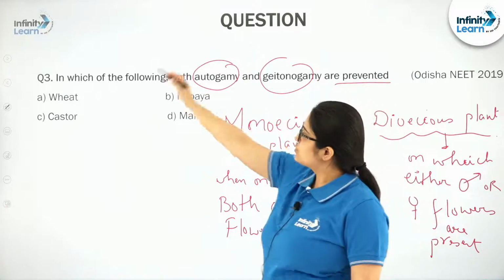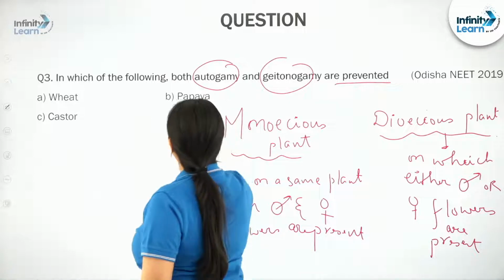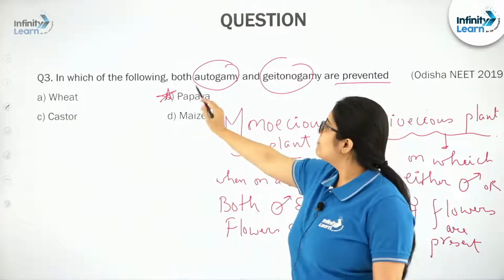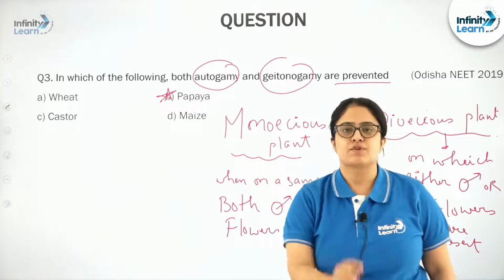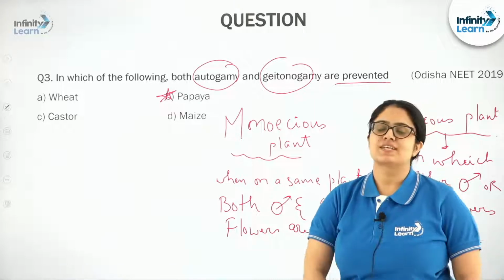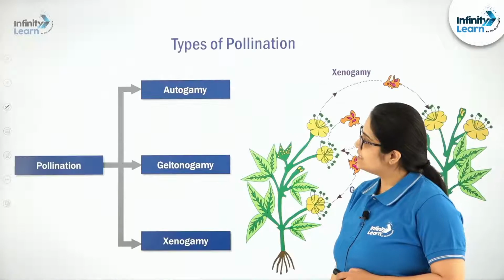Now, let us come to this concept, students. Here only and only papaya is a plant which is dioecious. Only papaya is dioecious, the rest are monoecious, hence papaya can prevent both, right. I hope now all these terms are clear to all of you. Let us see the next question.